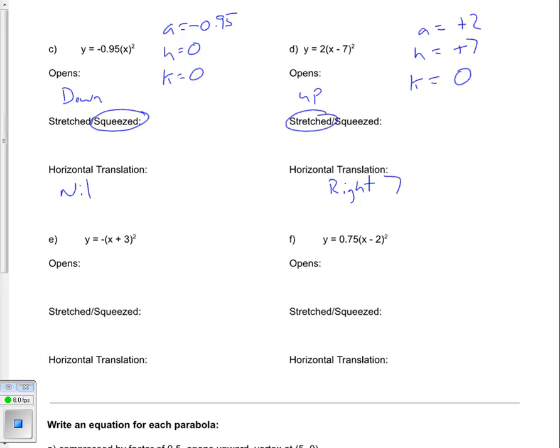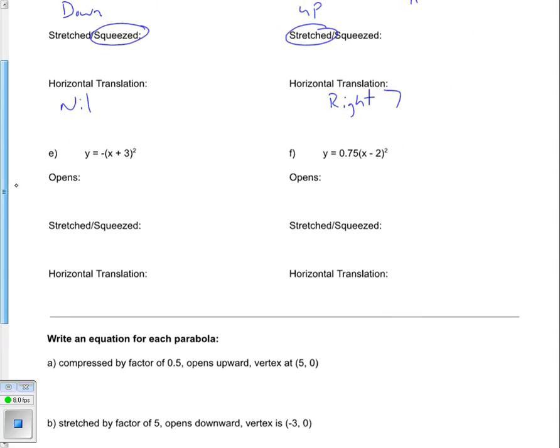Okay. If we look at example E, again, the a value is negative 1. The h value is negative 3, and the k value is 0. So a is negative, so it opens down. It's 1, so there's no change to the shape of the parabola. And the horizontal translation moves left 3.